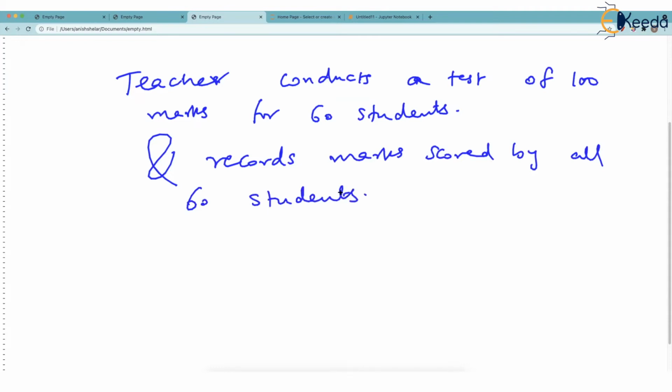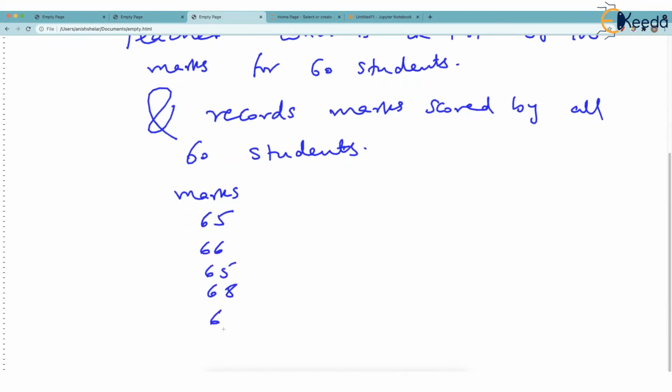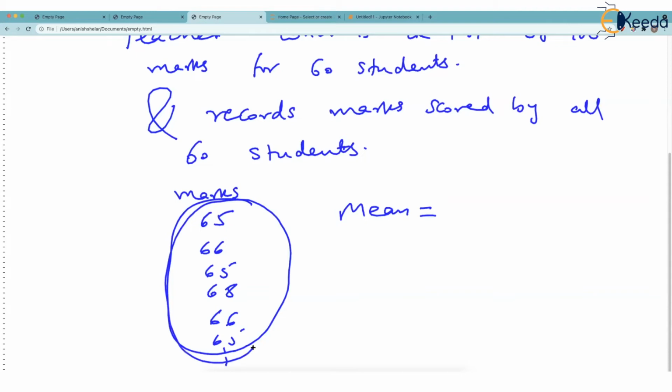Of course, marks are out of 100. So these are the marks, and the teacher has recorded the marks. Let's say 65, 66, 65 again, 68, and so on. Imagine these are the marks, and then the teacher will find out the mean. What is the average marks? On an average, what is the score of the entire class? Let's say it comes out as 67.5. This is the average score of the entire class.